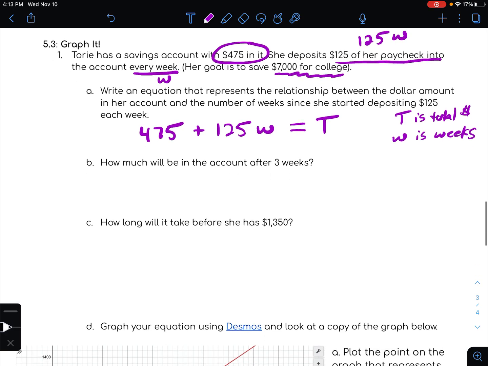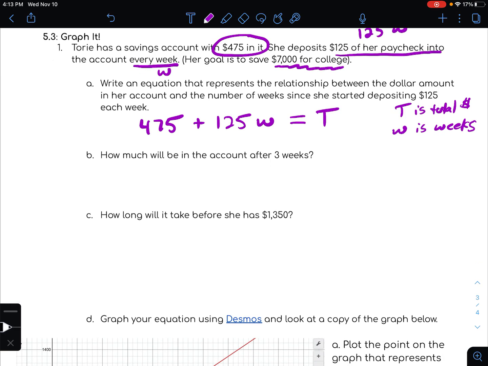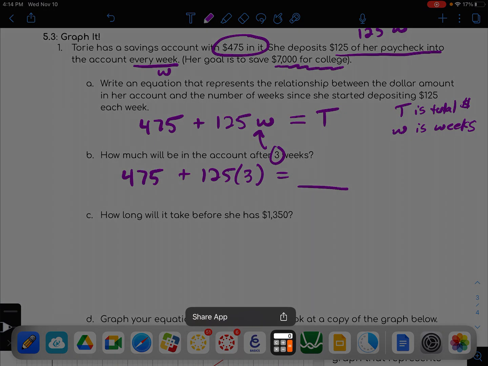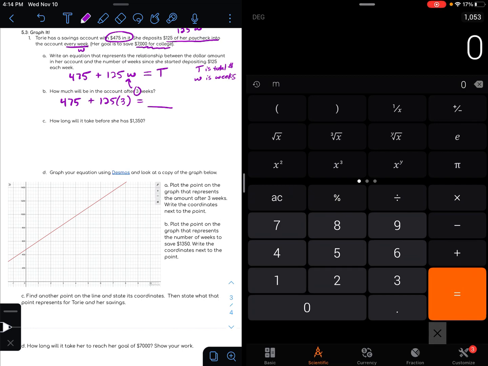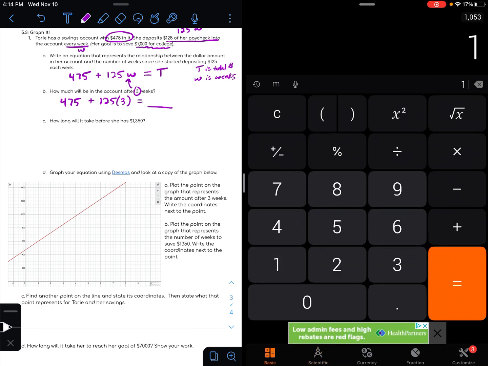So how much money is in the account after 3 weeks? So now we know for 3 weeks we can put that in for W and make a calculation. So 475 plus 125 times 3 equals, all right, so you can punch that into your calculator. And let's go ahead and do that on the side over here. So let's do 475 plus 125 times 3.